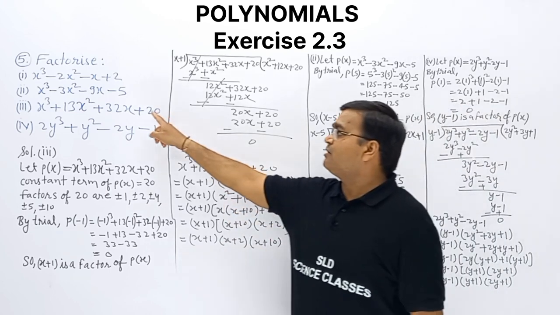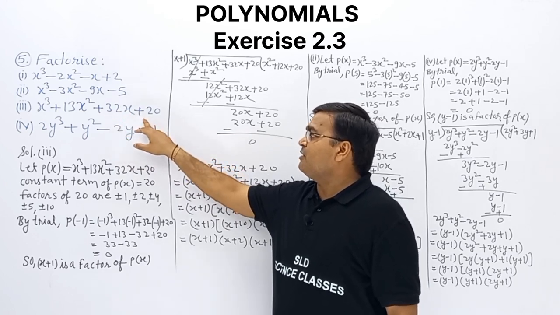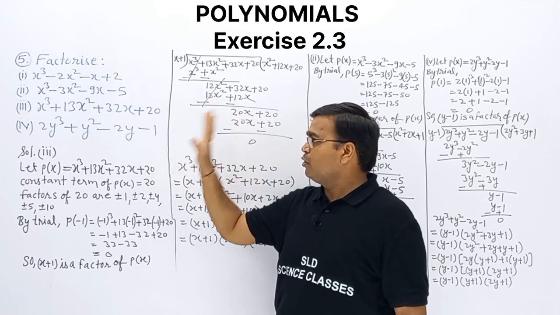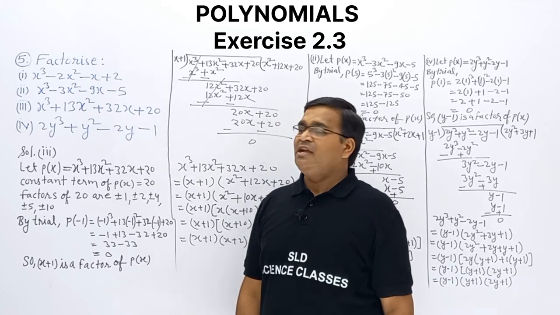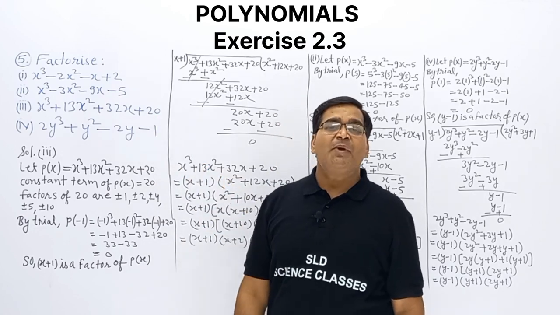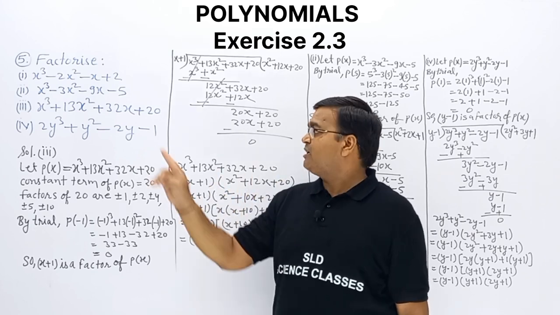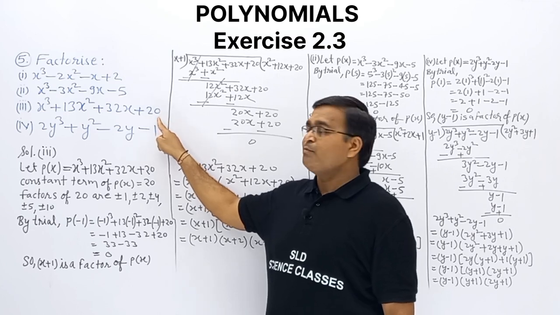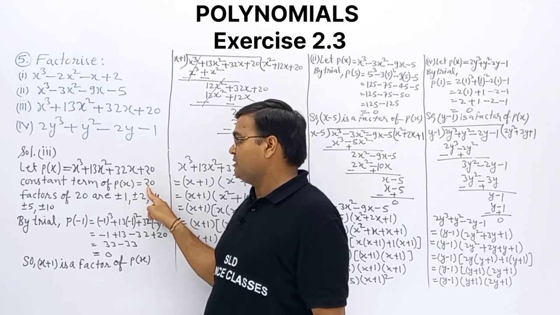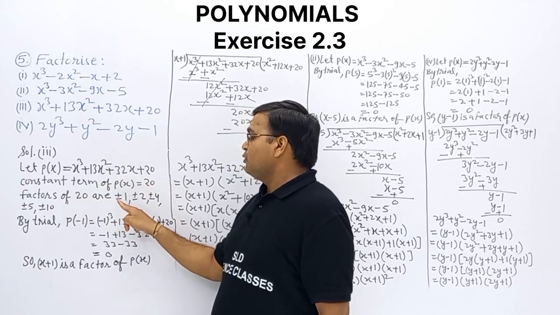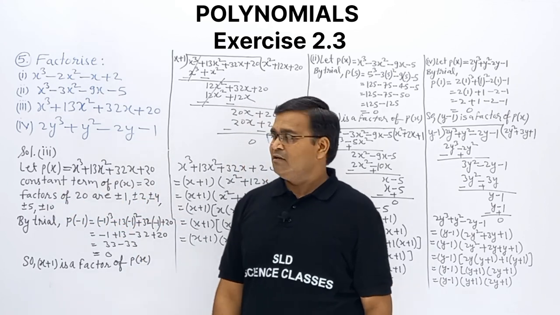I am taking question number 3 of this question. What is this? X cube plus 13x square plus 32x plus 20. A cubic polynomial. First we observe its constant term. Its constant term is plus 20. Constant term of the polynomial p of x is 20. Factors of 20 are plus minus 1, plus minus 2, plus minus 4, plus minus 5 and plus minus 10.